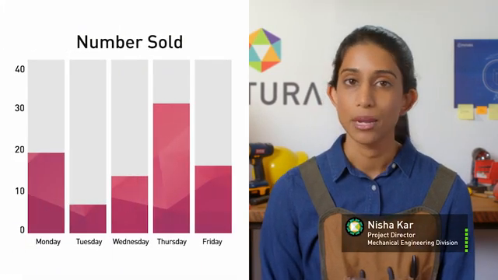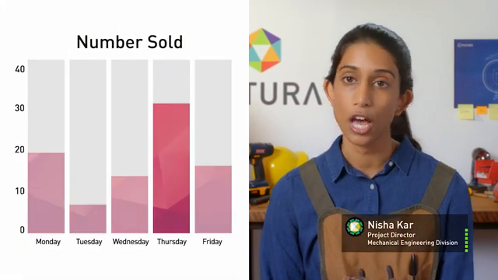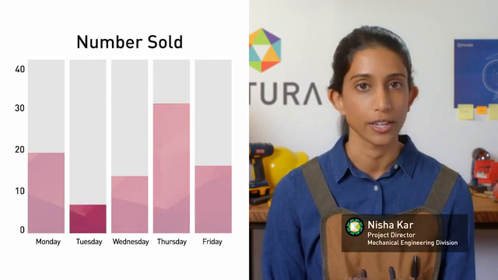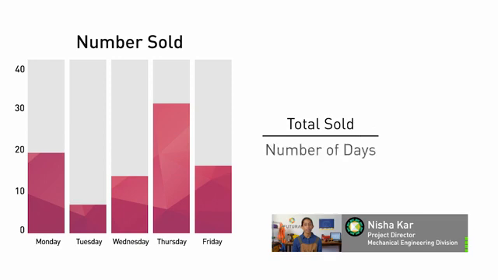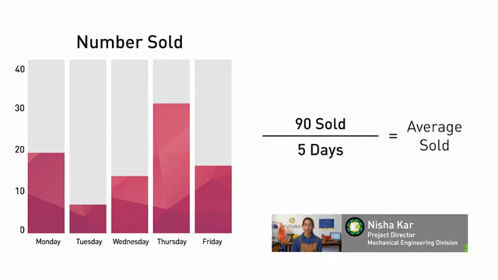You might not sell the same number of bags every day. You might sell a lot on Thursday, but not too much on Tuesday. You could find the average by adding up the total sold and dividing by the number of days you sold popcorn. In this case, the average amount of popcorn sold per day is 18 bags.